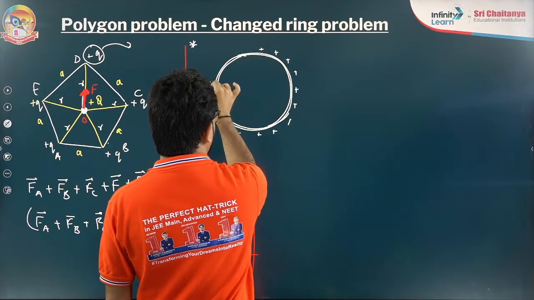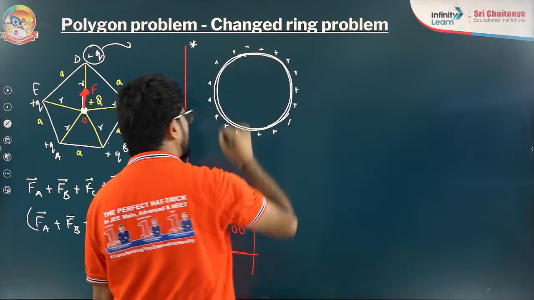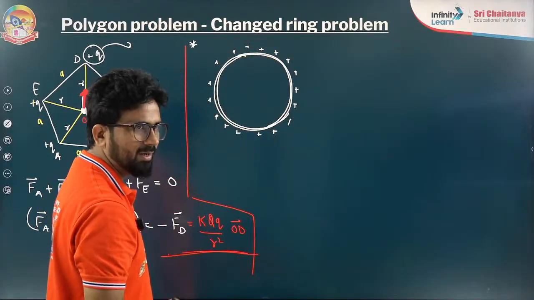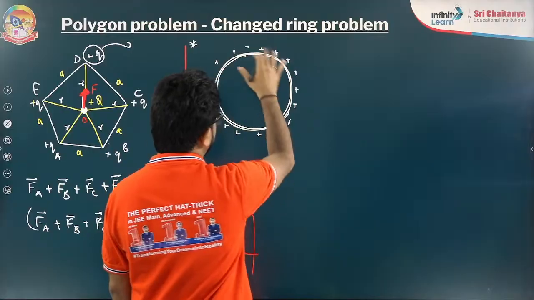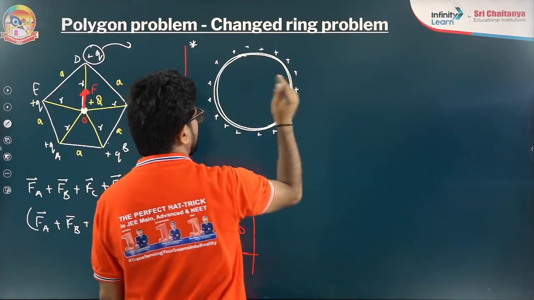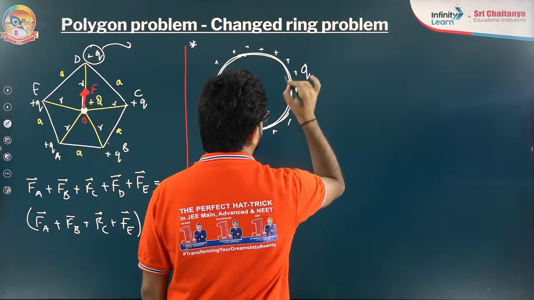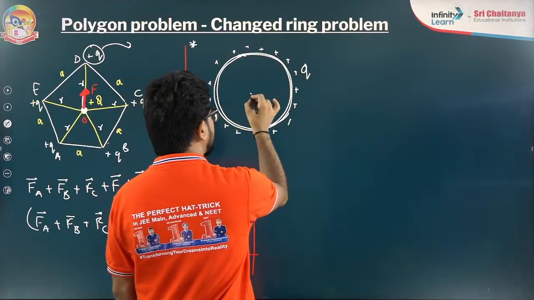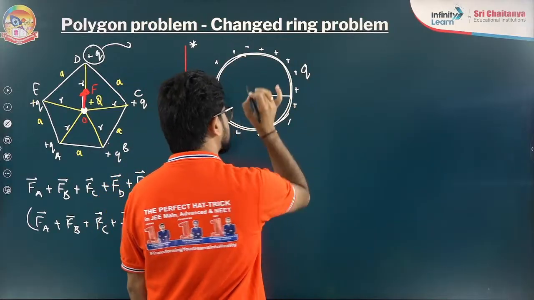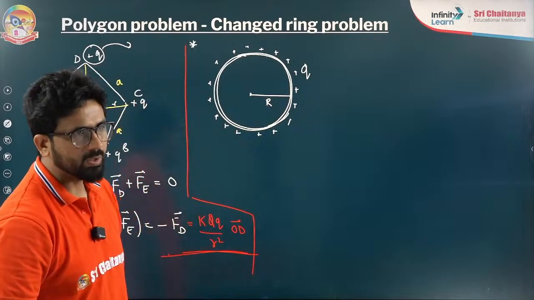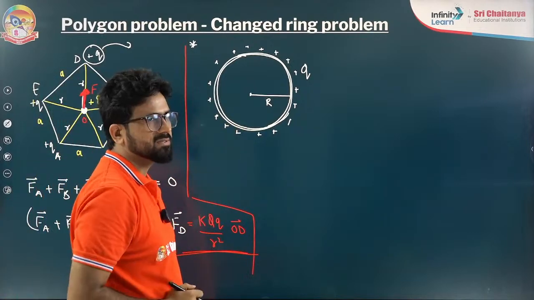It's the one PYQ I will solve now. Now I will not solve, you will solve and you will tell. Now this is a charge on a ring. Suppose I am taking this charge as q, and the radius of this ring is equal to r. Okay, try to understand it.